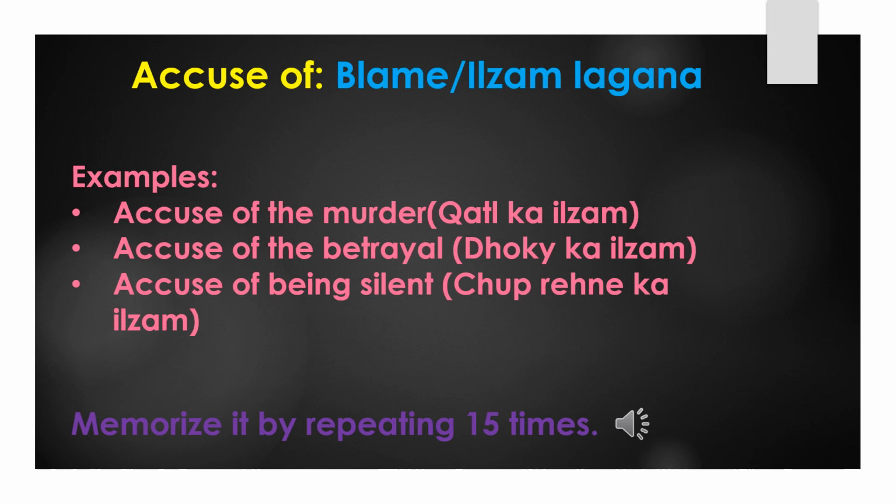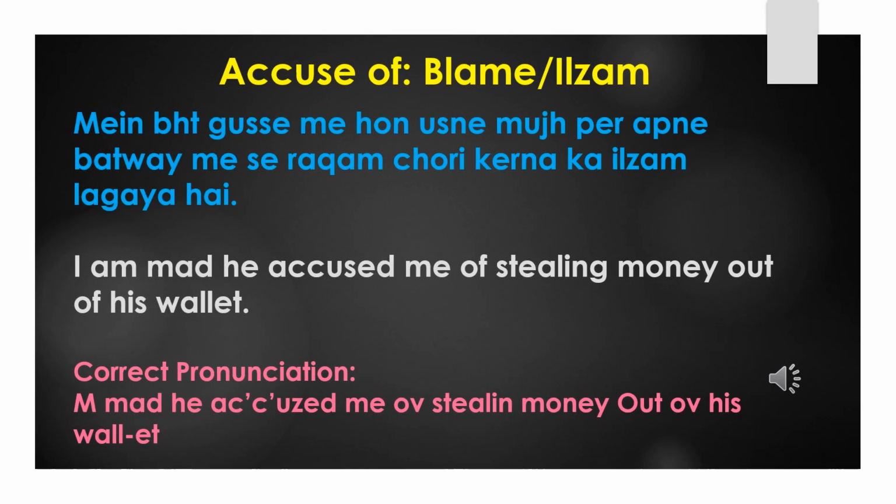Here we have few examples. First is accuse of the murder, कत्ल का इल्ज़ाम लगाना. Accuse of the betrayal, धोखे का इल्ज़ाम लगाना. या फिर accuse of being silent, चुप रहने का इल्ज़ाम लगाना. And I would encourage you to memorize it. Let's look at one more example over here.